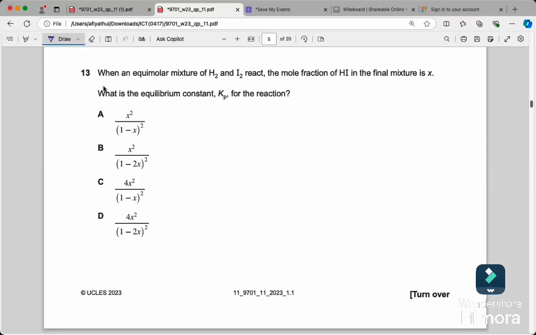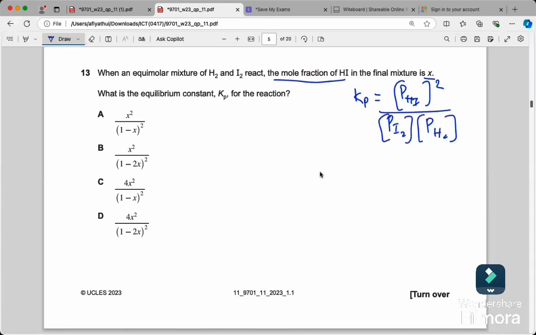Okay, so when an equimolar mixture of hydrogen and iodine react, the mole fraction of hydrogen iodide in the final mixture is X. What is the equilibrium constant Kp for the reaction? Okay, so we do have the formula. Equilibrium constant is the partial pressure of the product divided by the partial pressure of the reactants, right?